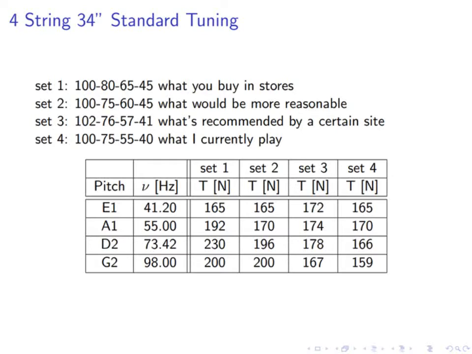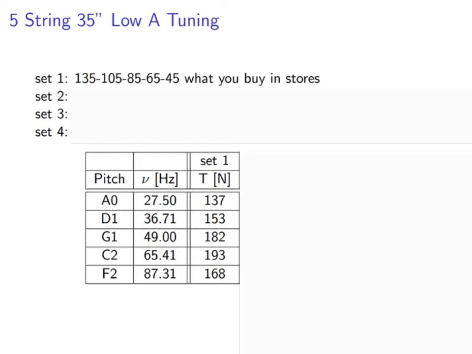Next, an example that really drove me nuts when I strung up my ESP and tuned it down to low A. So here we have the set you can buy in store for a 5-string 35-inch bass, 135, 105, 85, 65 and 45 milli-inch, which results in a really imbalanced set where the lowest string keeps flapping around while the C and G strings are tense and really hard in comparison.